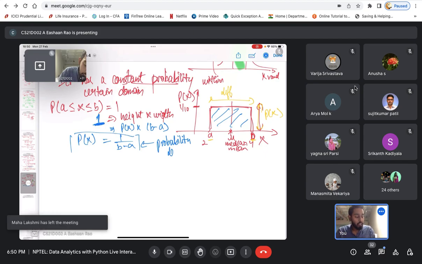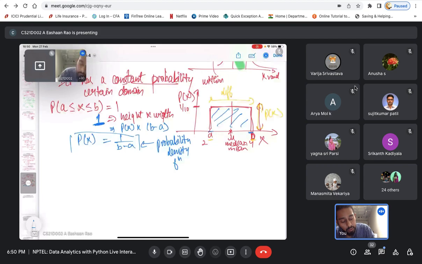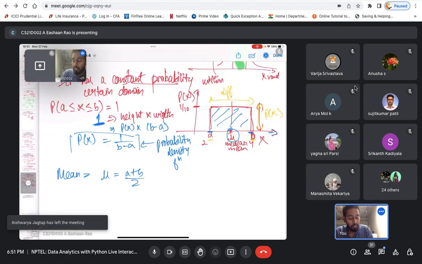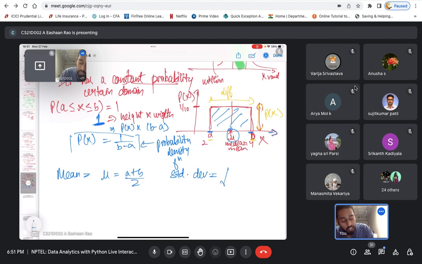Okay, this is there, and its mean value. If you have to find the mean value of this, we just have to add them and divide by 2, and we'll get this particular value. So the mean will be mu is equal to a plus b by 2. So we can get the mean value of x on the x-axis. Now standard deviation is a little tricky. We are not going into the derivation, but it is b minus a square divided by 12.